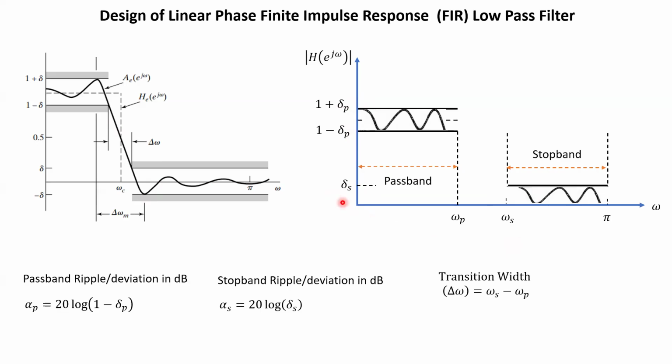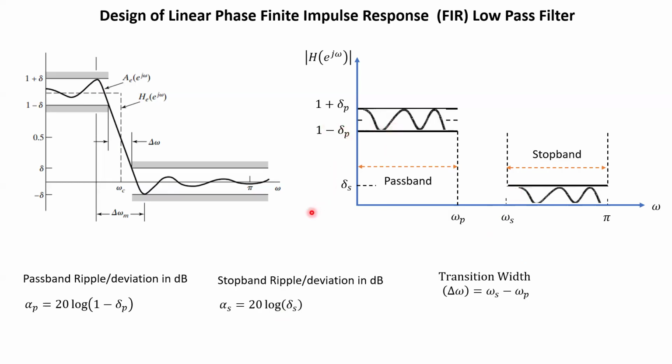Here you can see the passband ripple. This is called the passband ripple or deviation in dB. That can be calculated using this particular equation: 20 log 10 (1 minus delta p). That will be calculated within the passband, giving the minimum gain. Similarly, we have to calculate within the stop band the minimum attenuation that we are going to get. That can be calculated by alpha s equals 20 log delta s. That way we can calculate the gain within the stop band and the gain in the pass band.